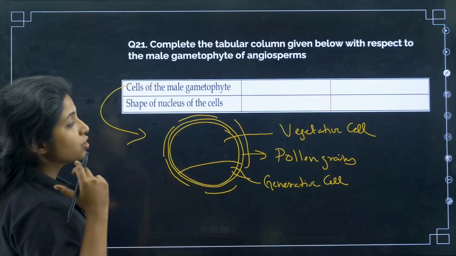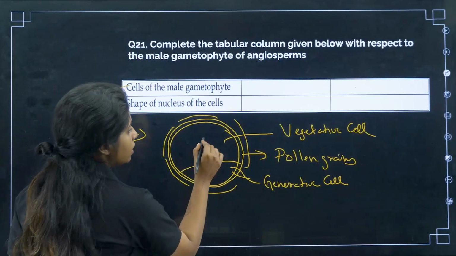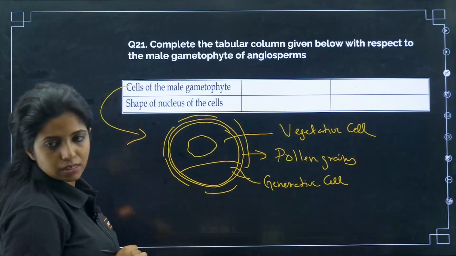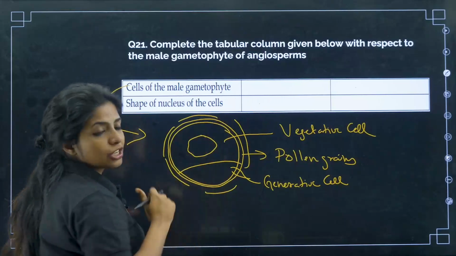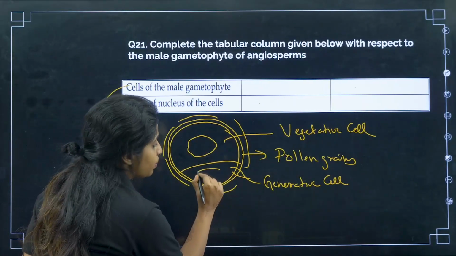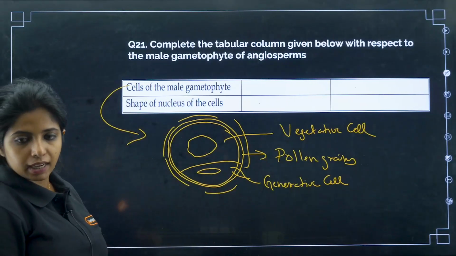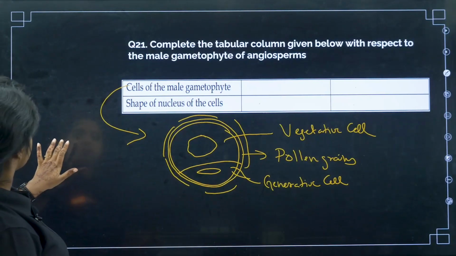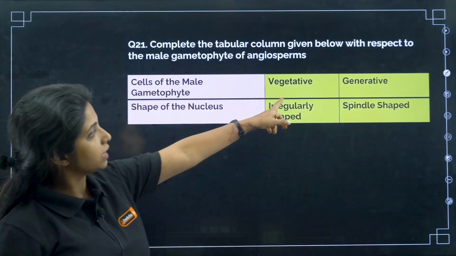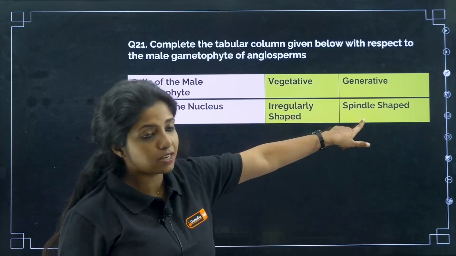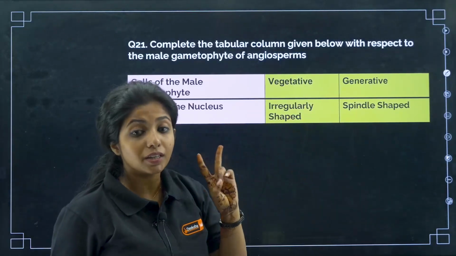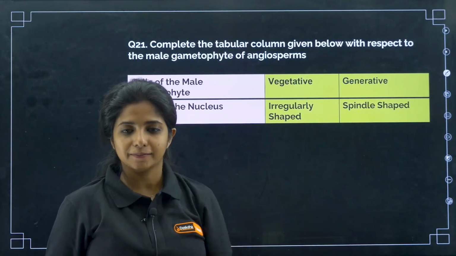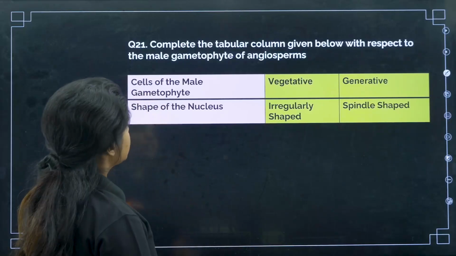Now you are asked about the shape of the nucleus of the cells. Over here there is an irregularly shaped nucleus. Over here there will be a spindle shaped nucleus. Your answer would look something like this: vegetative, generative, irregularly shaped nucleus and spindle shaped nucleus, and with this you are going to get 2 marks. Cool. Next question.